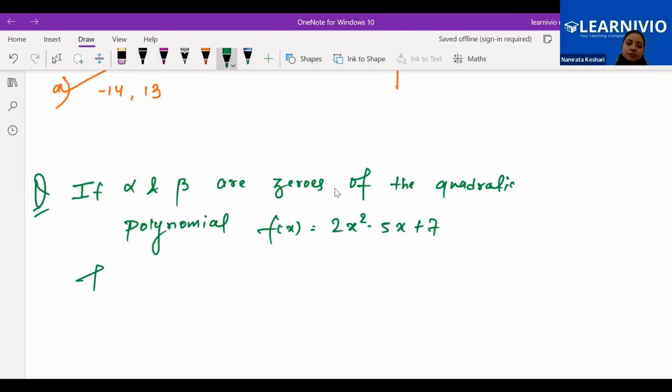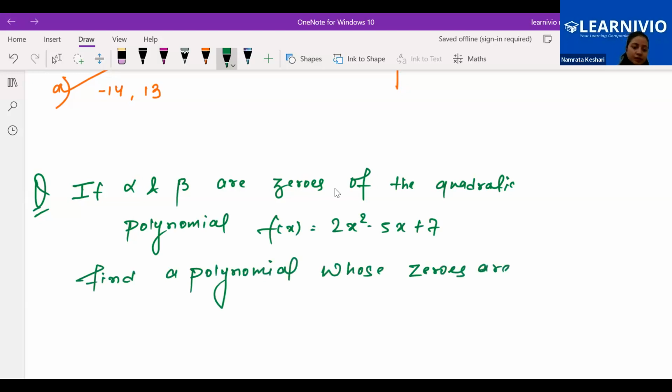Find a polynomial whose zeros are 2 alpha plus 3 beta and 3 alpha plus 2 beta. Okay, it's the same question which we were doing in the previous class.